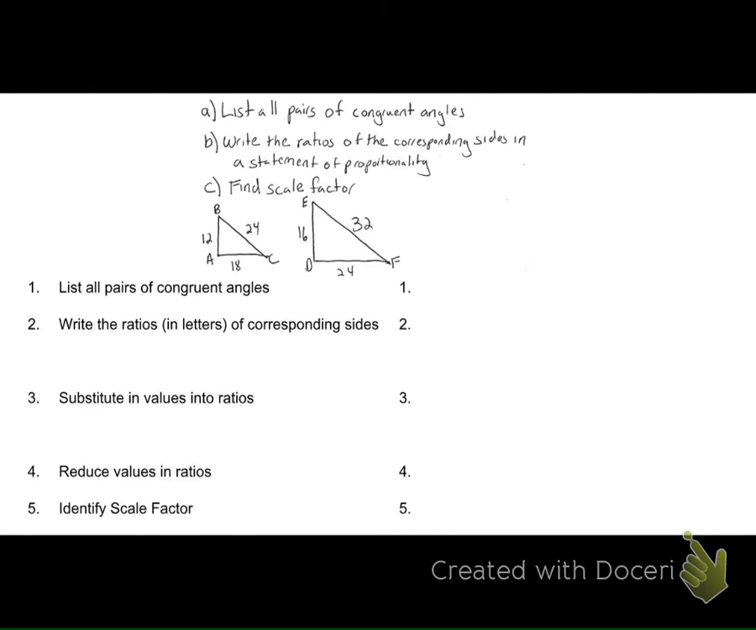Okay, so our first part is list the congruent angle pairs. So our congruent angle pairs here, we see our angle B is congruent to angle E. And we have angle A, which is congruent to angle D. And last but not least, angle C, which is congruent to angle F. Nice job.